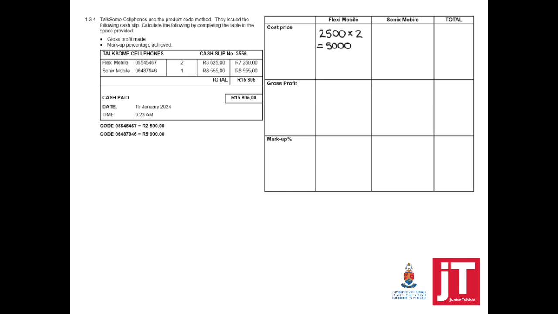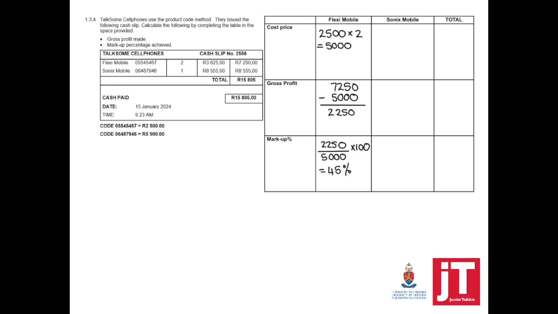So starting with Flexi Mobile, 2 Flexi Mobiles were sold. The cost is 2,500 for each one, so the total is 5,000. To calculate the gross profit, take the total sales minus the total cost equals gross profit. So to calculate the markup percentage achieved, take the selling price minus cost divided by the cost times 100. And as I've said earlier, what do we call the selling price minus cost? The gross profit. And that's what we've calculated on top.